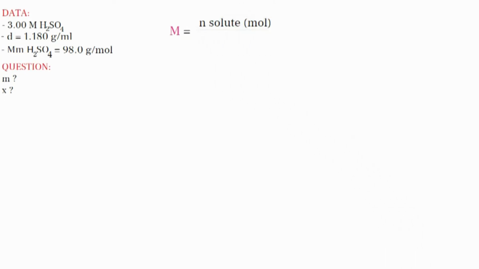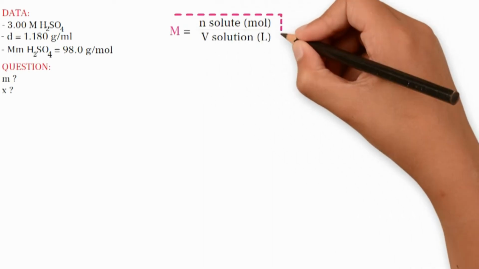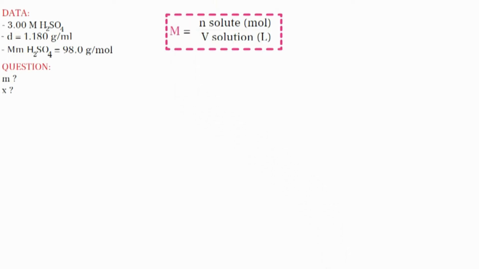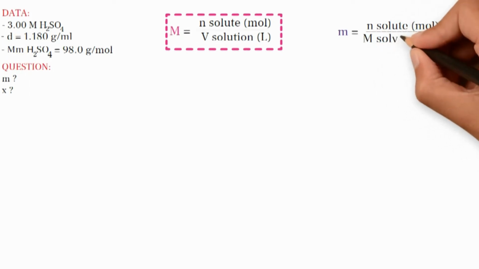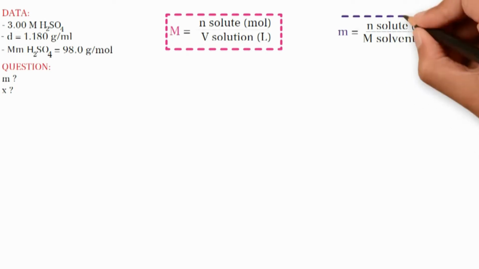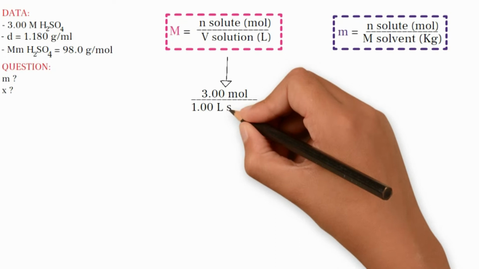Molarity is moles of solute divided by volume of solution in liters. Let's frame it as usual. And then we need to go from molarity to molality. So what is molality? Molality is moles of solute, the same as in molarity, but divided by the mass of solvent in kilograms. Okay, so we have both definitions, and we can say that a 3 molar solution is 3 moles of sulfuric acid in a volume of 1 liter.